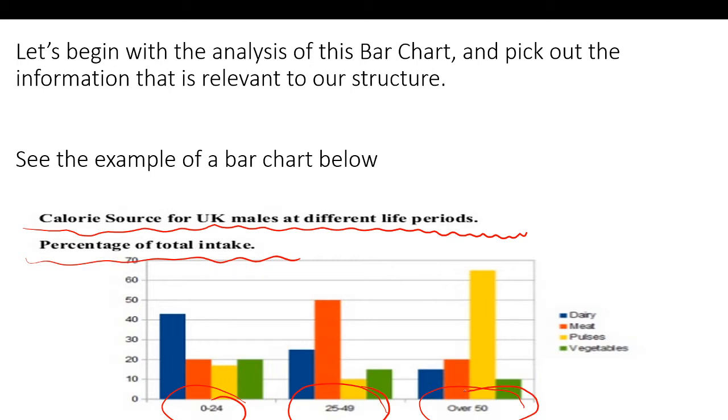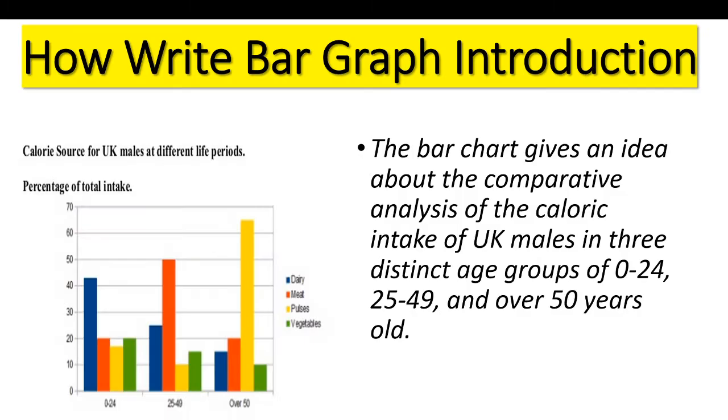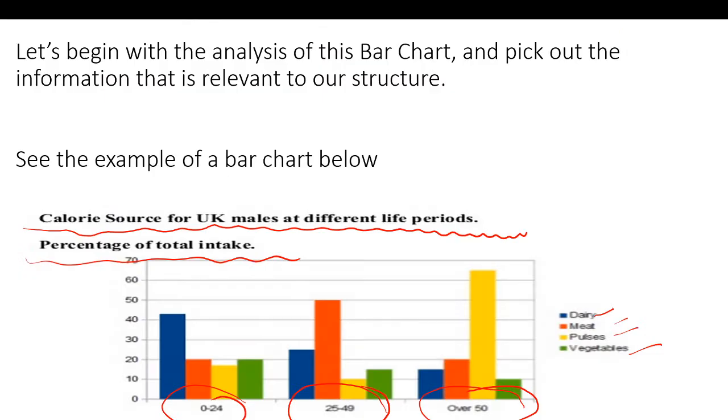So the blue color, you can see first dairy, then meat, then pulses, then vegetables, right? So blue is the dairy one. Then the meat is the orange one, and pulse is the yellow, and the vegetables are the green one actually. Sorry, this one is a red color actually.